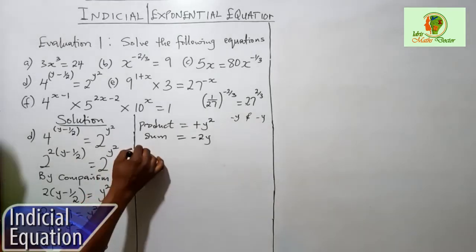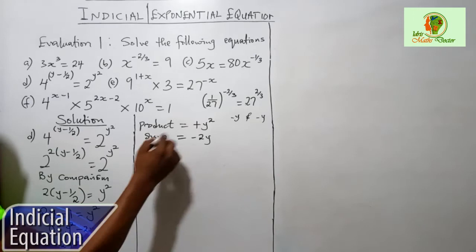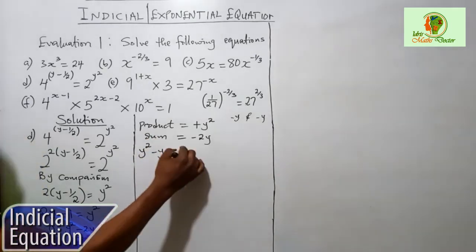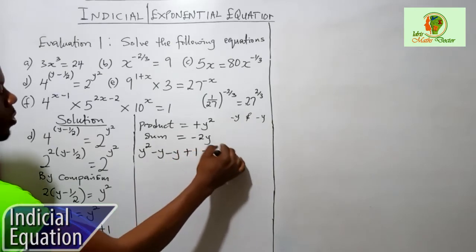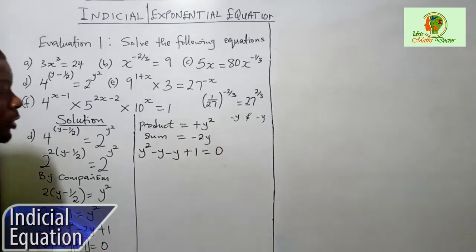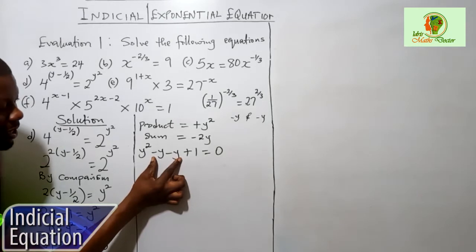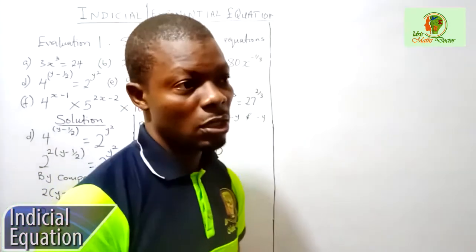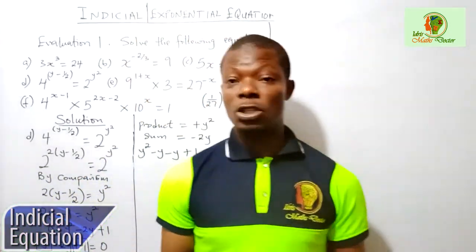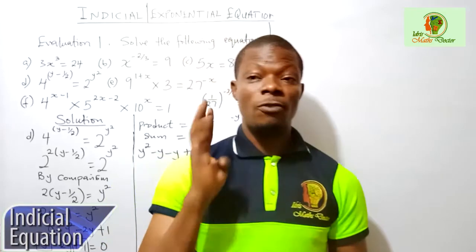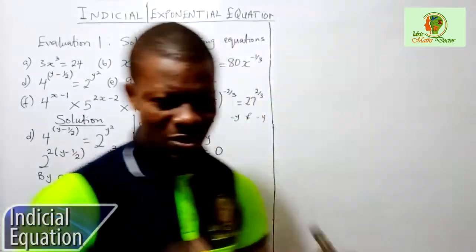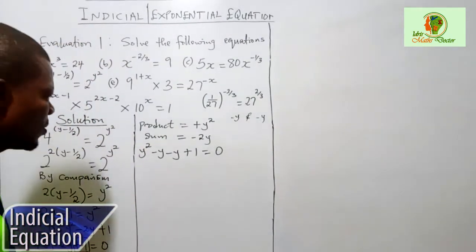So that implies y squared remains the same, then the minus y, then this will also remain the same, which is the plus 1 equal 0. The minus y here is still the same as the minus 2y. That is quadratic. The method I used here is what we call the factorization method. As I said earlier, we have 4 methods for solving quadratic equations. I'm still going to get there. In fact, we have a lot to discuss.